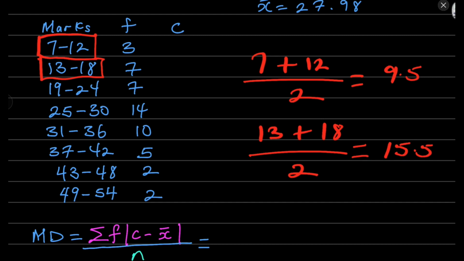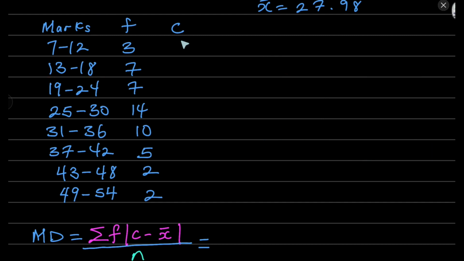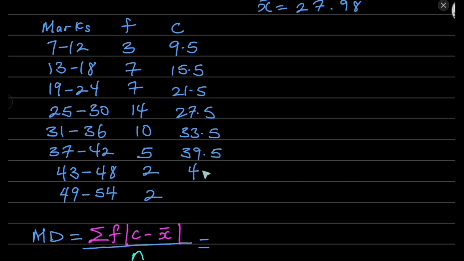So I'm just going to skip all the calculations and just fill up the C column. So here we have 9.5, 15.5, 21.5, 27.5, 33.5, 39.5, 45.5, and finally 51.5. Having done that, we can move on to our formula.